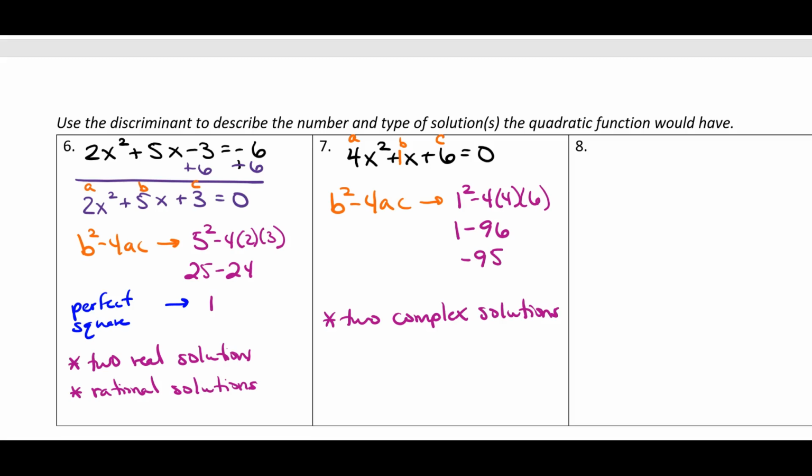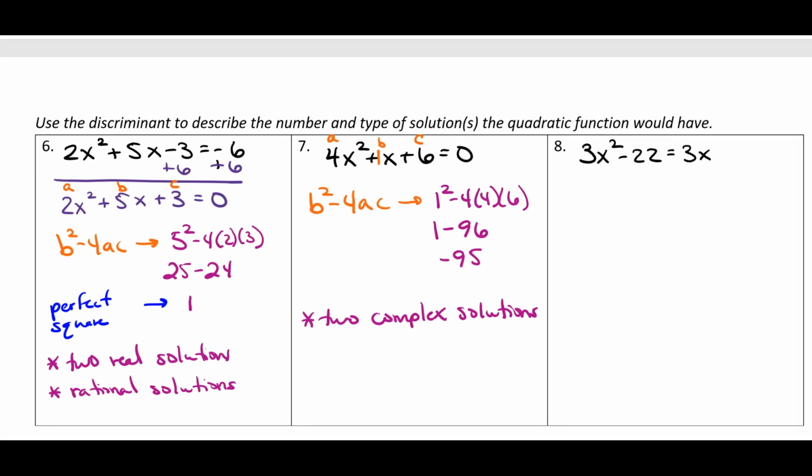Okay? So I want you to try number 8. See if you can figure out how many solutions based on the equation I'm going to give you. So 3x squared minus 22 equals 3x. Go ahead and pause the video now, and when you're ready, turn it back on to check.